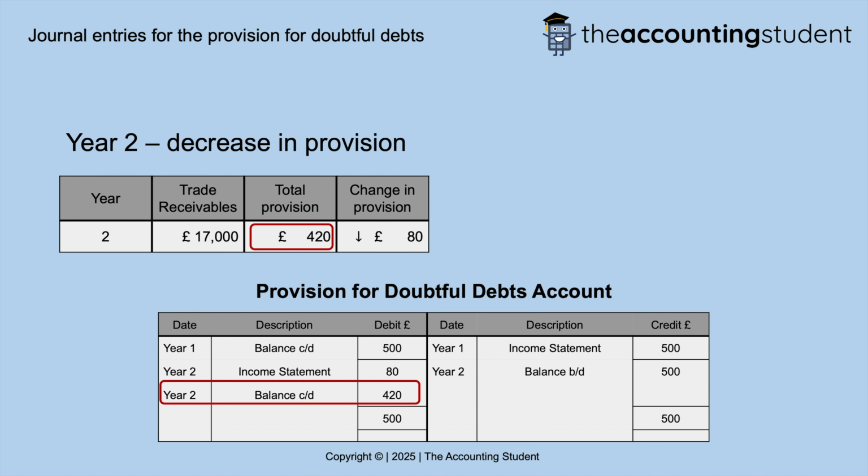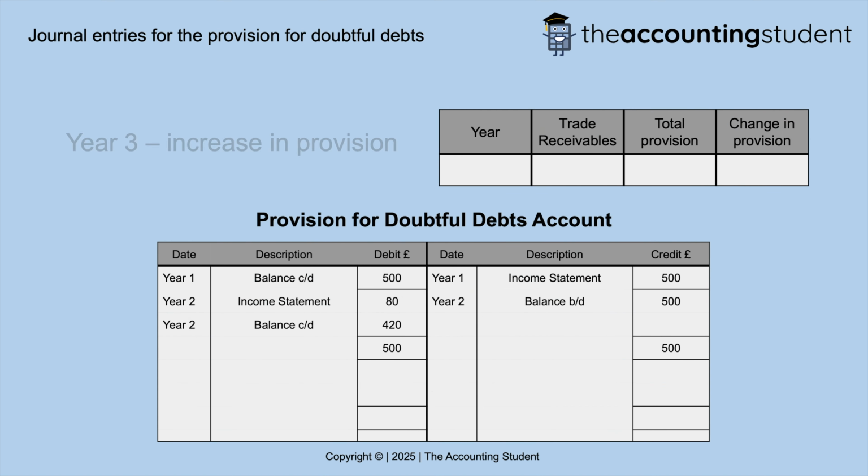For year 3, there is an increase in the provision. The business had trade receivables of £22,500. There was a total provision of £744, which meant that there was a change or increase in the provision of £324. The carried down balance of £420 from year 2 is brought down into year 3 as £420.